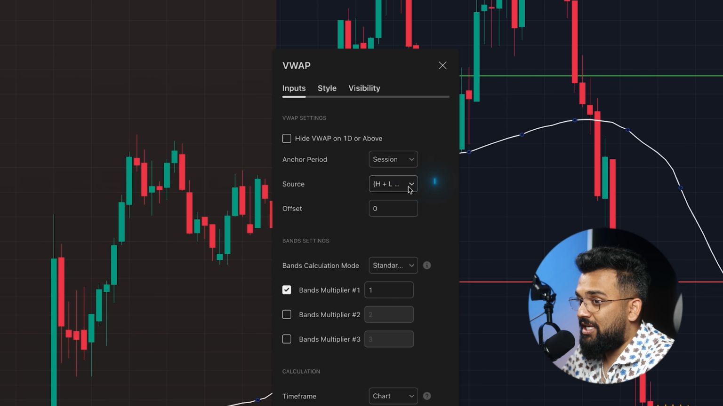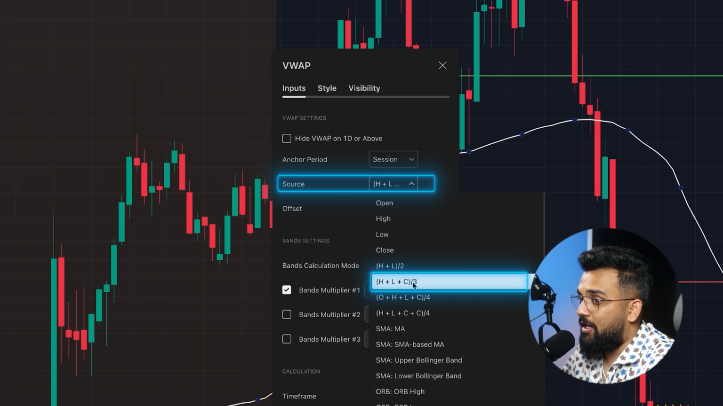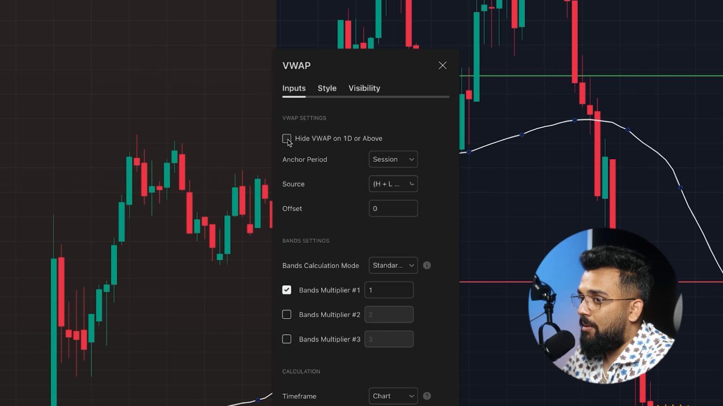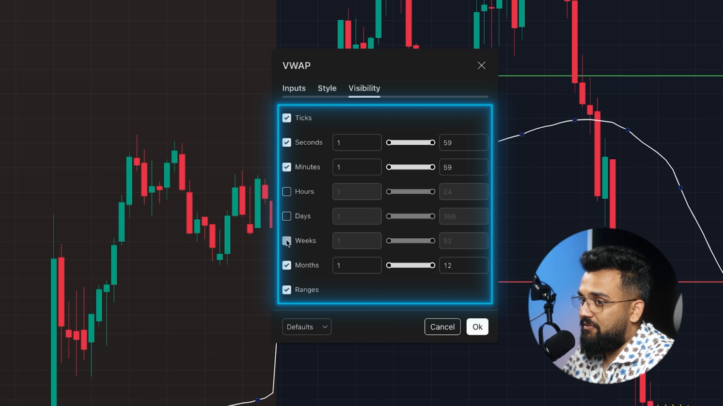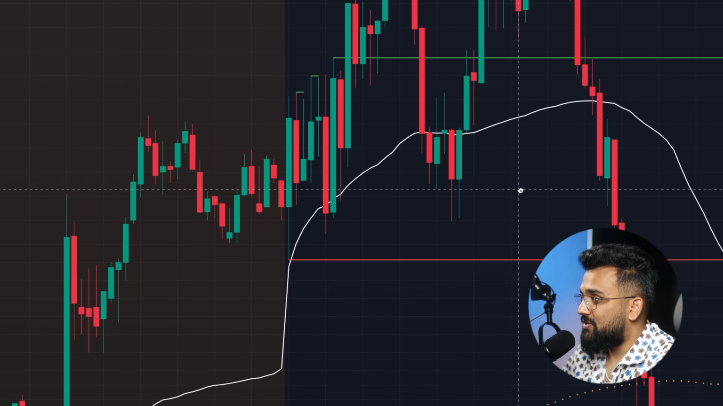Make sure your source says H plus L plus C divided by 3, and hide the VWAP on 1 day or above. Go to visibility, turn your hours, days, weeks, months, and ranges off. Make sure the ticks is off as well. And click OK. This is how you set up your VWAP.